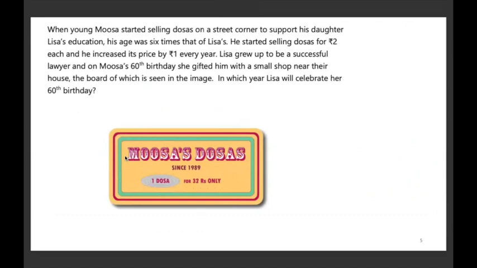When young Musa started selling dosa on a street corner to support his daughter Lisa's education, his age was 6 times that of Lisa. He started selling dosa for 2 rupees each, and then he increased 1 rupee per year, every year. Lisa grew up to be a successful lawyer, and on Musa's 60th birthday, she gifted him with a small shop near the house, the board of which is seen here.